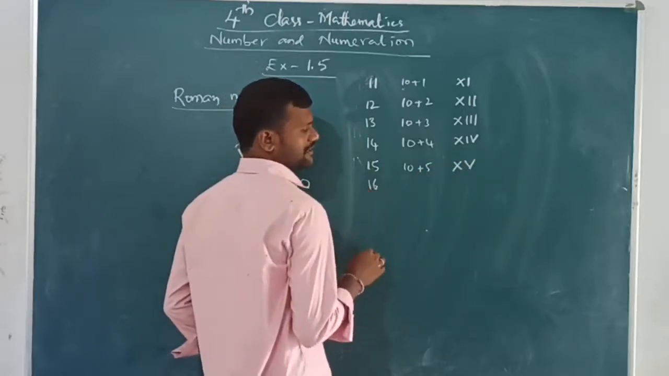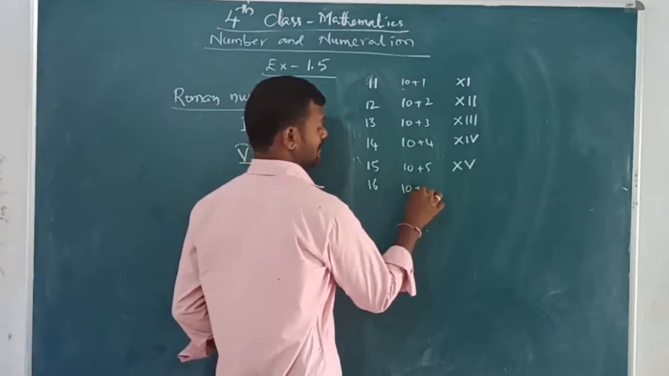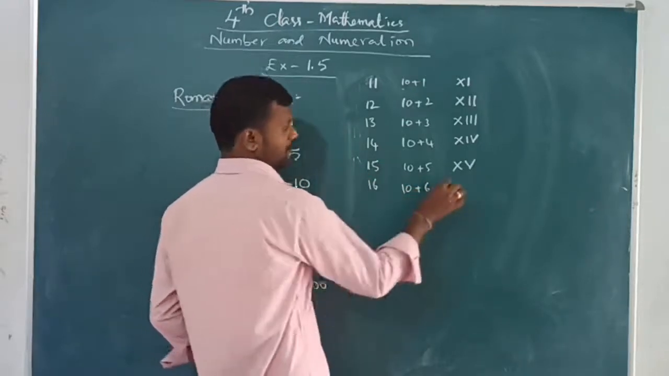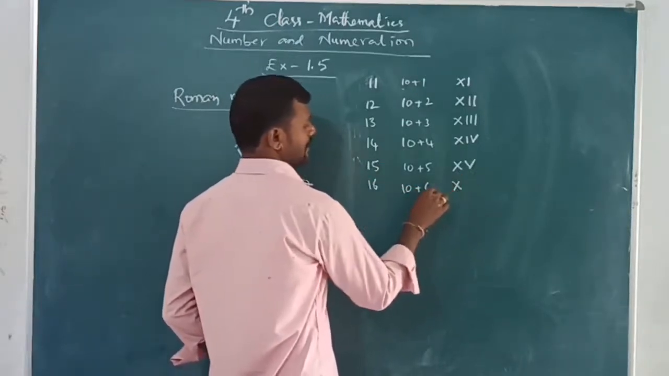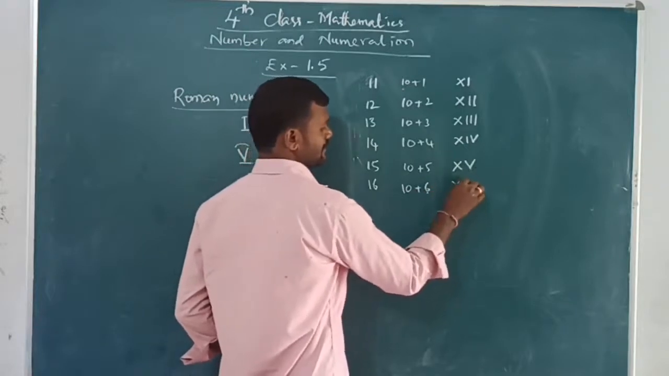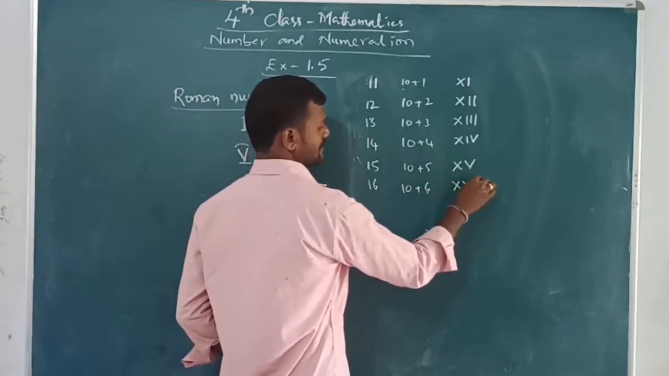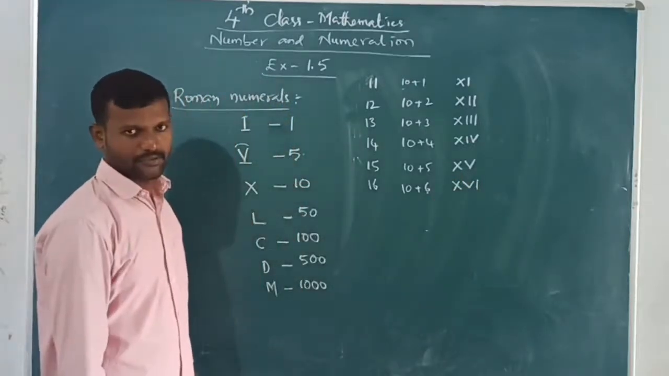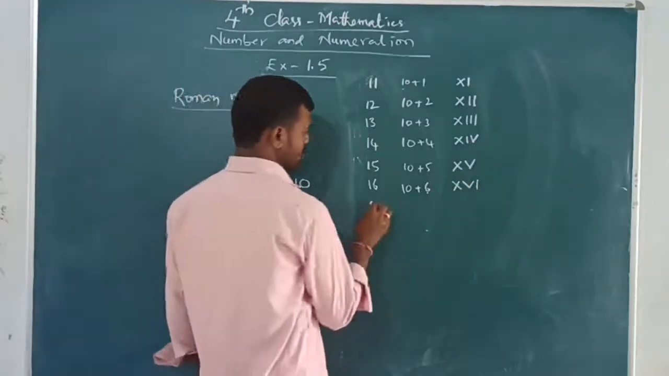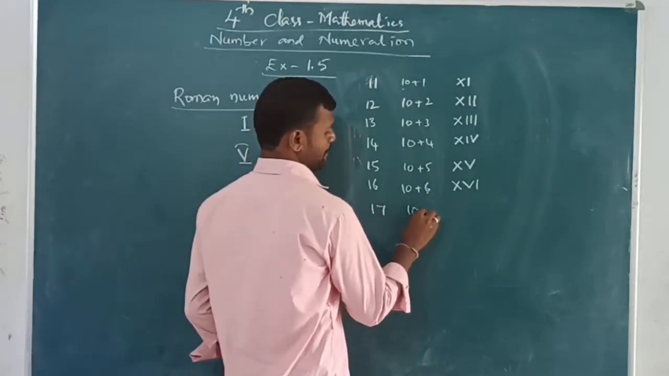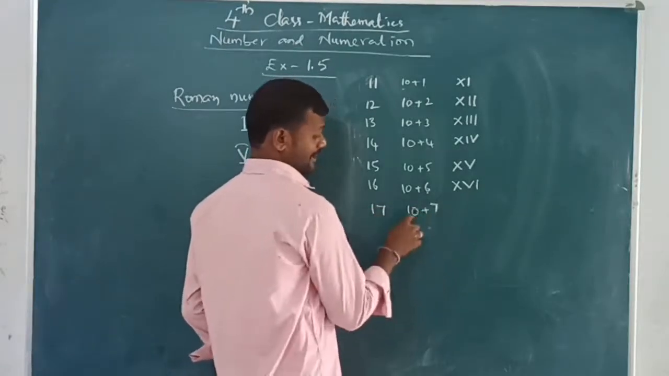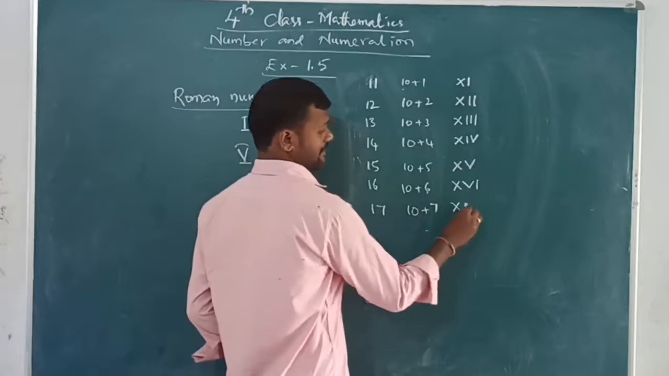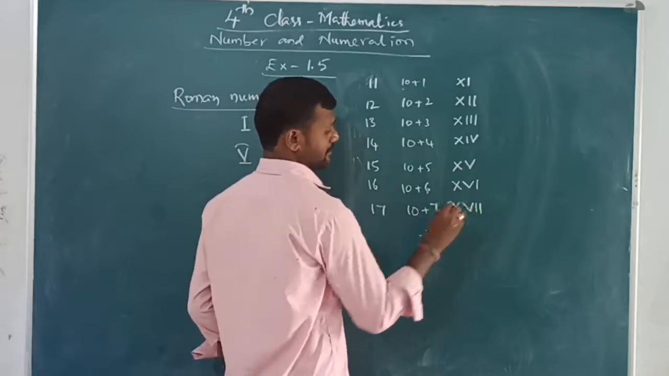16. How can you write 16? 10 plus 6, that is 16. So 10 means X, and 6, how can you write 6? This is 6. So 16. Okay, next 17. 10 plus 7. So 10 and 7 you have to write. 7 means what? This is 7.